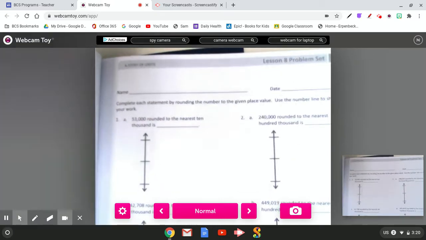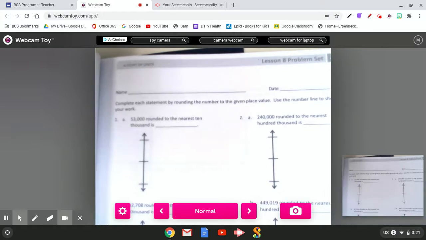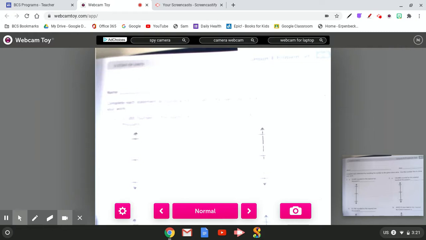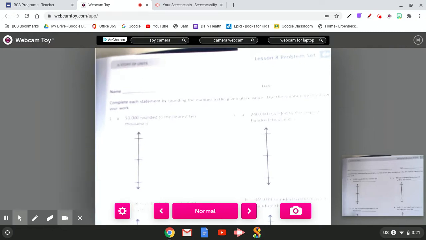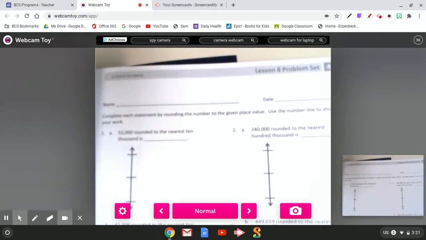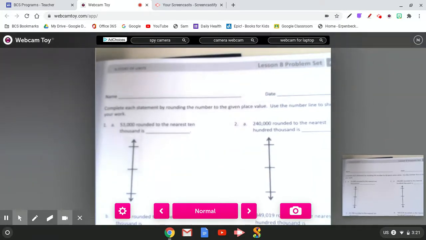Okay, there we go. All right, so starting with the directions, it says complete each statement by rounding the number to the given place value. Use the number line to show your work. So we've been practicing rounding to the nearest 1,000, the nearest 10,000, and the nearest 100,000. So every time that you are approaching a question, you want to make sure that you are rounding to the correct place. So you always want to pay attention to the instructions, kind of like when you're doing a read, draw, write. You want to make sure that you are focused in on the key directions.